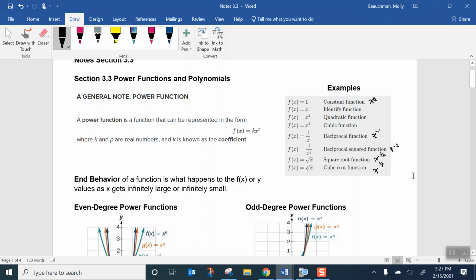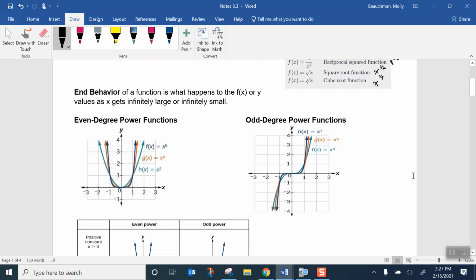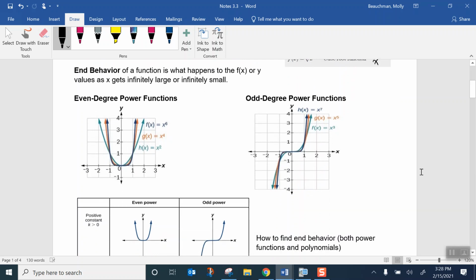So what do power functions look like? We're going to talk about something called end behavior. End behavior of a function is what happens to the f of x or the y values as x gets infinitely large or infinitely small. We've graphed some of the even degree power functions, x squared that you've worked with, x to the 4th, x to the 6th. Notice the even degree, the shape is basically the same, except they get flattened out towards the bottom the higher the degree, and they increase faster, closer to the y-axis, the higher the degree.